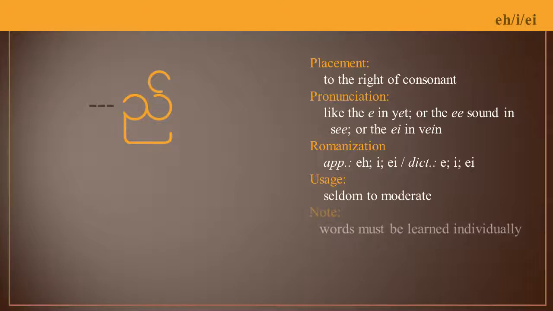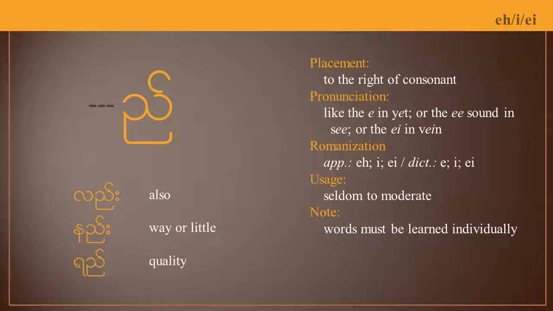Now, here's the thing about this vowel. Really, each word has to be learned individually to know how to pronounce it. There is no rule of pronunciation. If you see the high tone or a stop tone, a creaky tone, there is no rule that it follows. Each word has to be learned individually. So let's look at some examples. Three different ways to pronounce them.